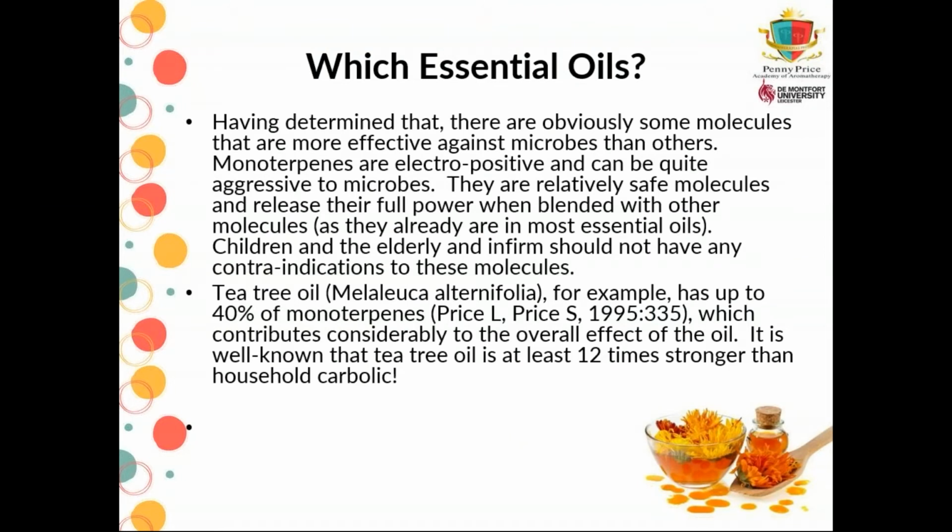So having determined that any essential oil can help kill certain types of microbe, there are obviously some molecules that are more effective than others. Monoterpenes themselves are electropositive, and some can be quite aggressive to microbes, like one or two that you find in there. The paras, definitely. They are relatively safe molecules though, and they release their full power when they're blended with other molecules that are already in the essential oils. And children and the elderly and the infirm shouldn't have any contraindications to straight terpenes. They're usually quite nice, you know them, limonene and the like.